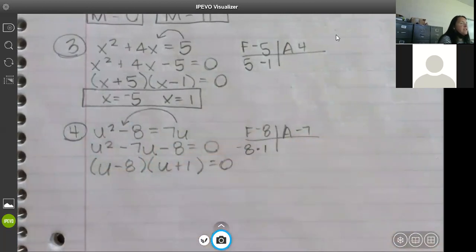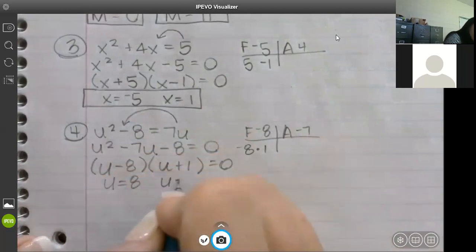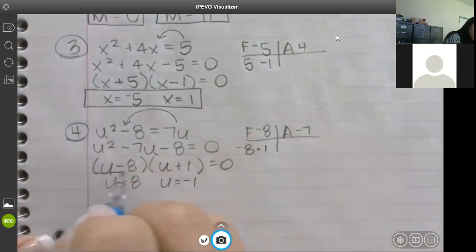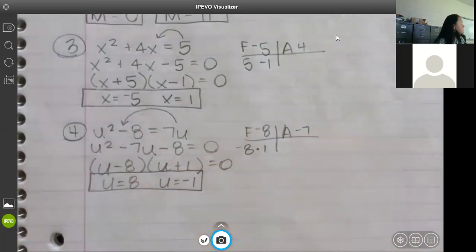Your new stuff is you just change the sign. Instead of a negative 8, your answer is going to be positive 8. And instead of positive 1, your answer is going to be negative 1. Any questions on cheater method?